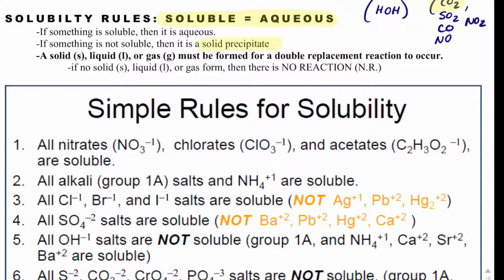If we get two aqueous products, and maybe we write this down because this is some important information, two aqueous products means no reaction. Okay, and that means that a reaction actually does not occur.